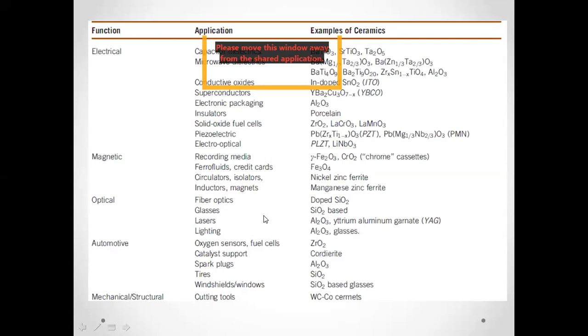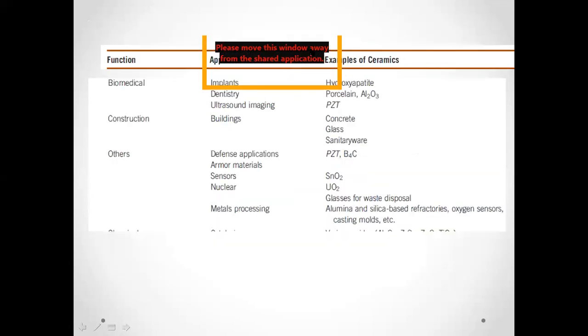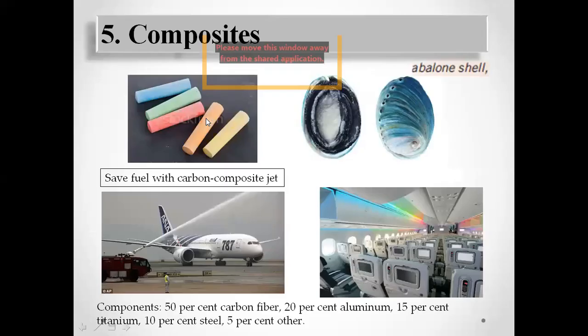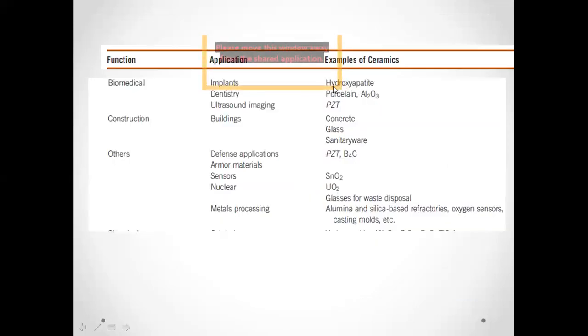For your case, biomedical application. This material, as I said, hydroxyapatite, is one of the well-studied materials, which is used for implants, for bone implants and tooth implants. We will be using hydroxyapatite for those implants. We will study in detail in the next class, when we study about biomaterials. Alumina oxide is used for dentistry application.